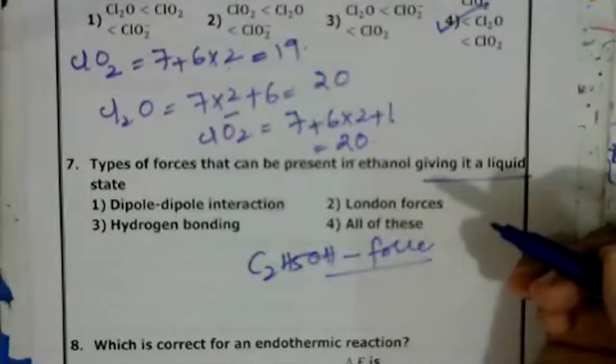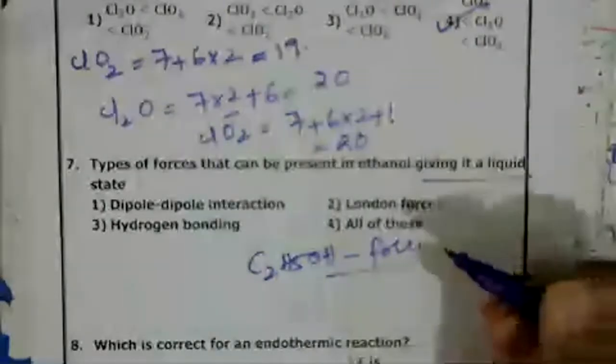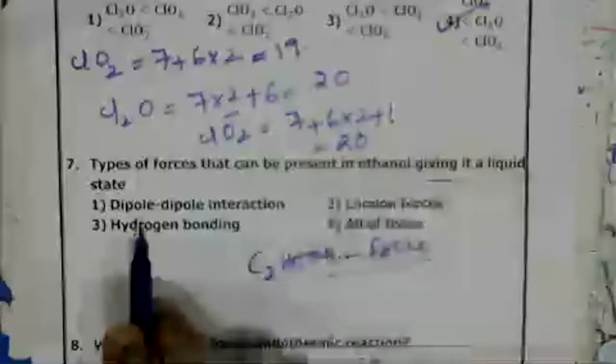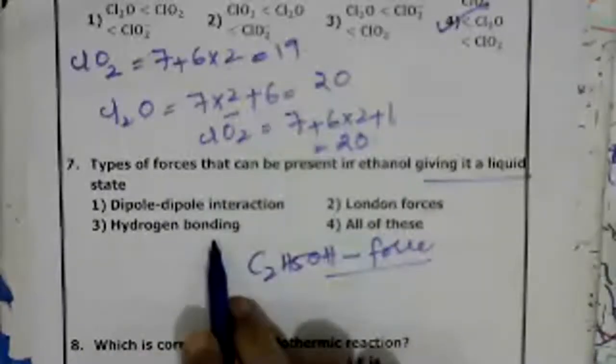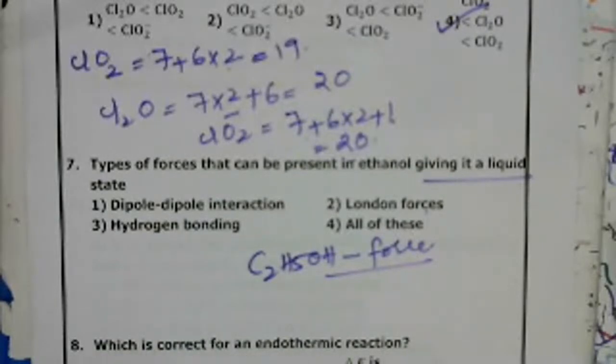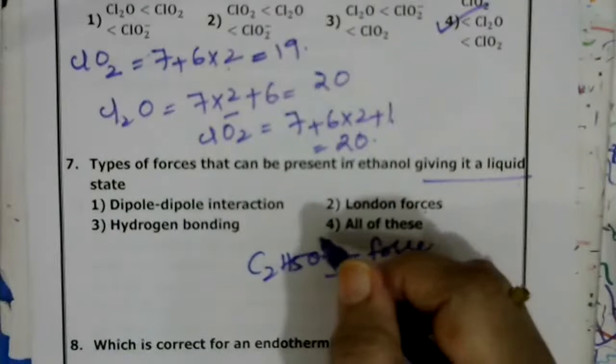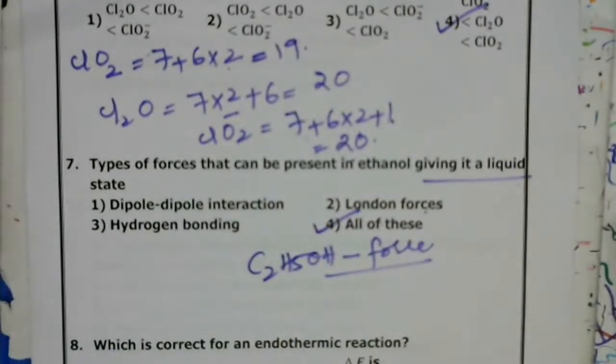But we know very well that the force of interaction is weak also. Therefore, it can show dipole-dipole interaction, London forces, hydrogen bonding, all are possible. Yes. As whoever have answered correct, write your name, to mention your name. So answer will be what? All of these.